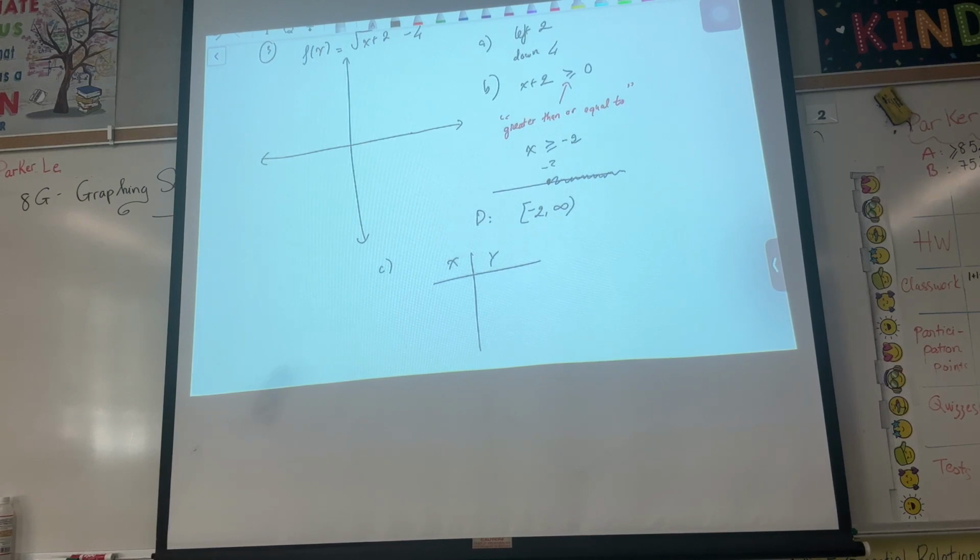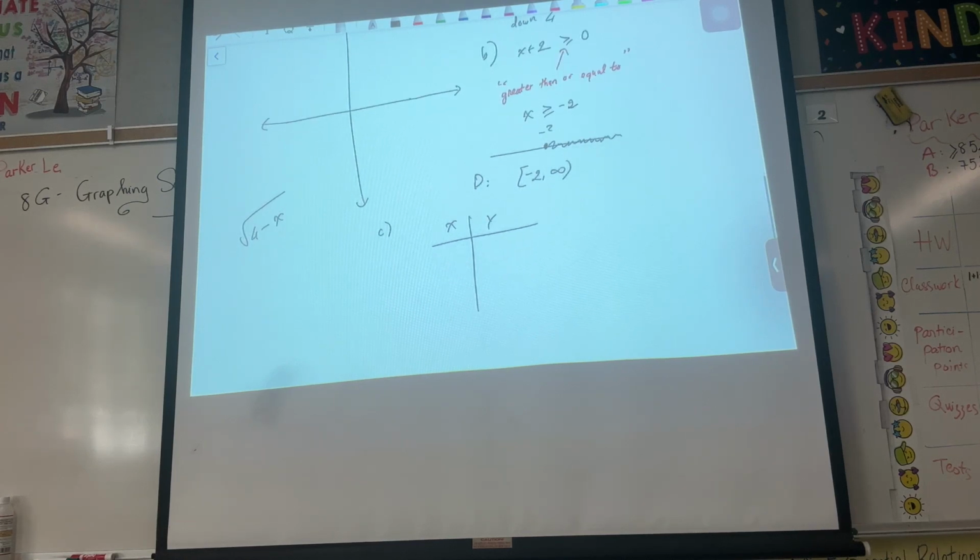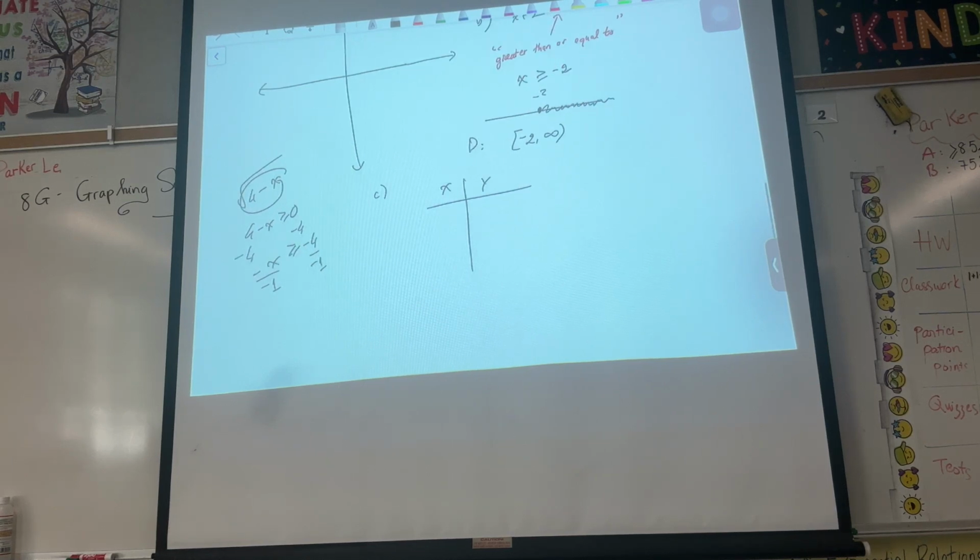Yes. If this looks something like this, 4 minus x instead. Now, because you flip, you remember? So inside, larger than 0, right? What are you going to do? You can subtract 4. Okay, subtract 4. So you get negative x larger than -4. What are you going to do next? Divide by negative, you need to flip it, right? So it's going to be less than 4.